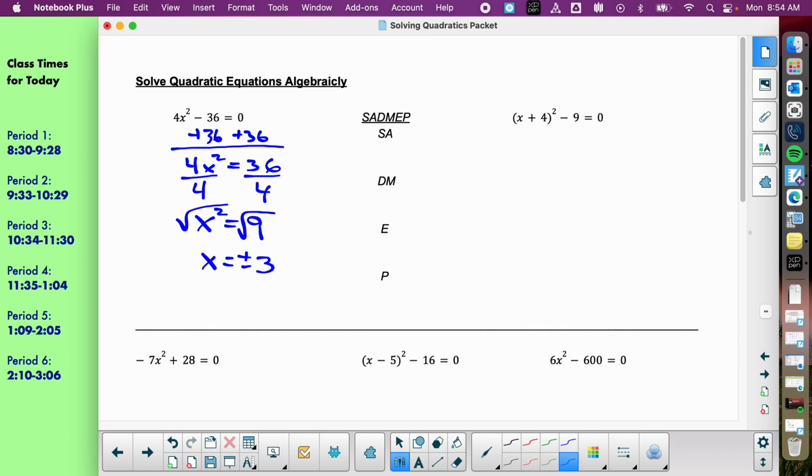So, if our goal is to get the x all by itself, we're trying to do the opposite to cancel off things along the way. So the first thing we want to cancel is that minus 9. So how would we cancel off minus 9? Add 9.